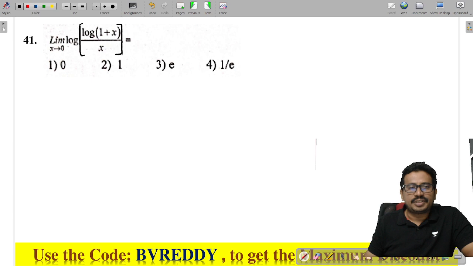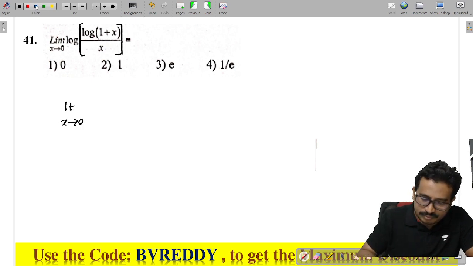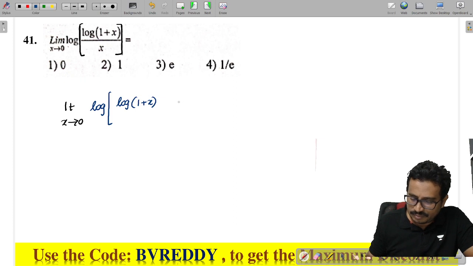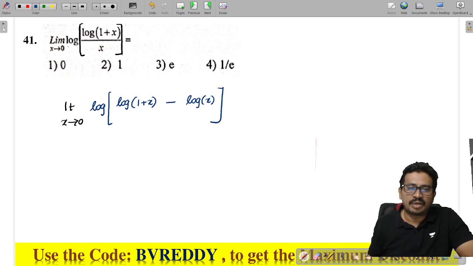Now take this one. Limit x tends to 0 of log of (1 plus x) by x. We can split this as log of 1 plus x minus log x, isn't it? Log of a by b equals log a minus log b.